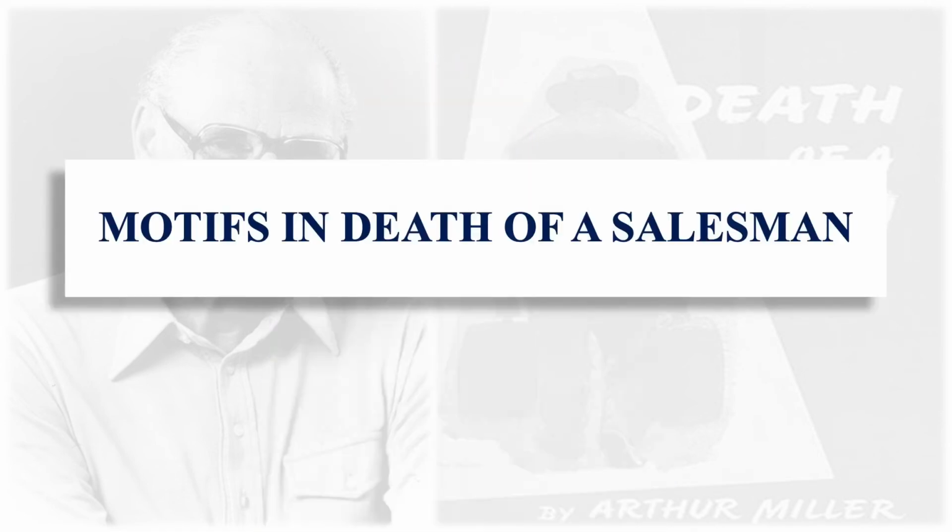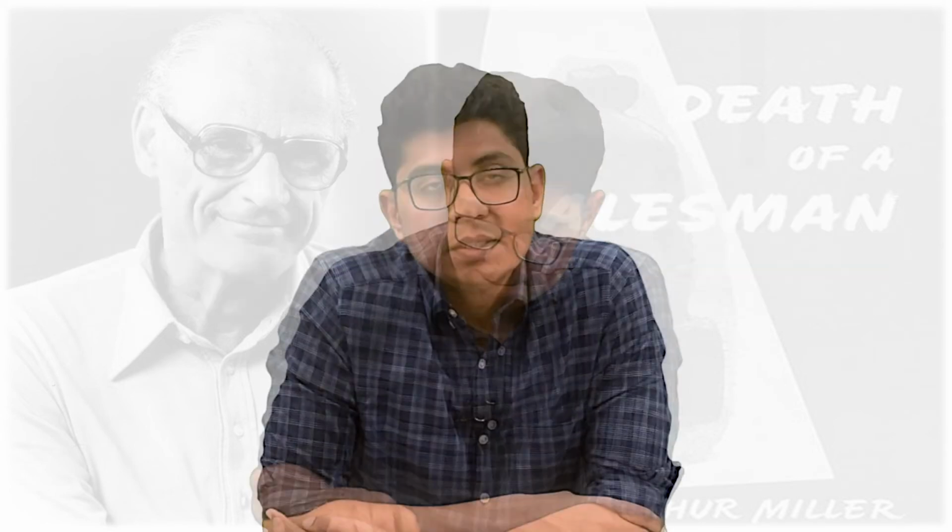Now that we have looked at the themes and the symbols that were used in Death of a Salesman, we finally come to certain motifs that are used in this play. The mythic figures that are constantly alluded to in the play are also in some sense motifs that are used by Miller for larger purposes.